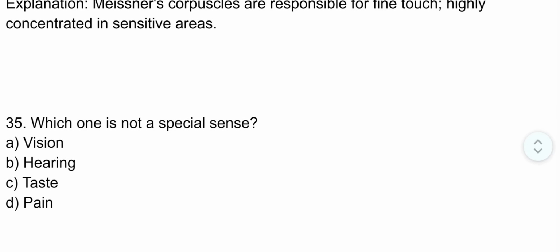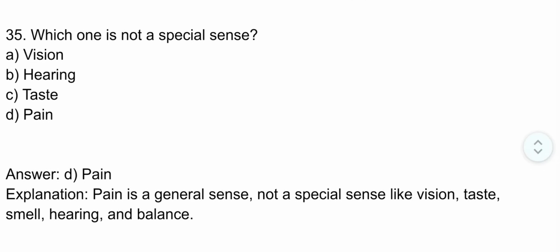Question number 35. Which one is not a special sense? The correct option is option D. Pain. Pain is a general sense. It is not a special sense like vision, taste, smell, hearing and balance.